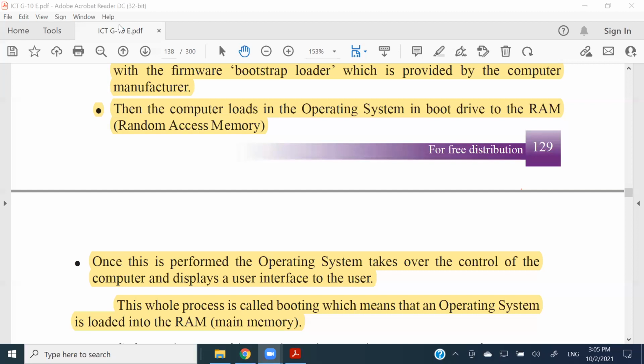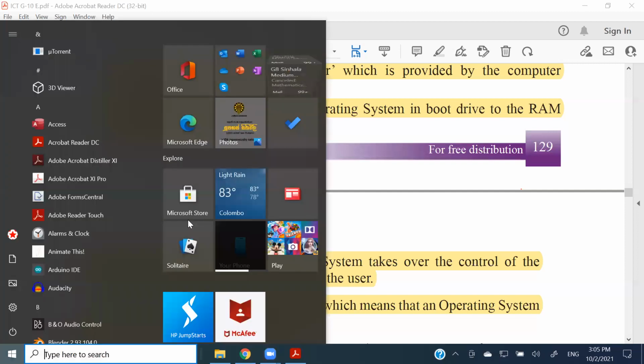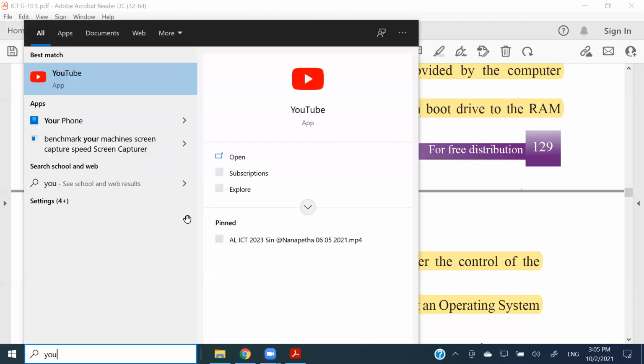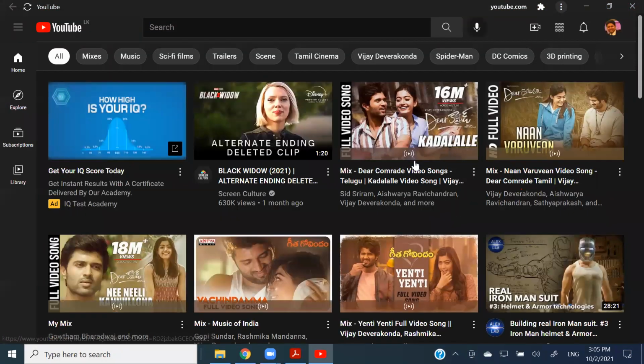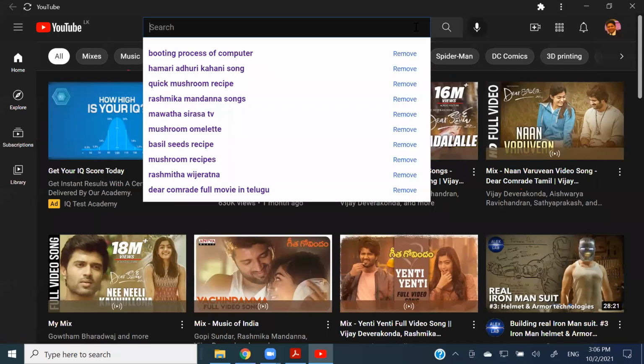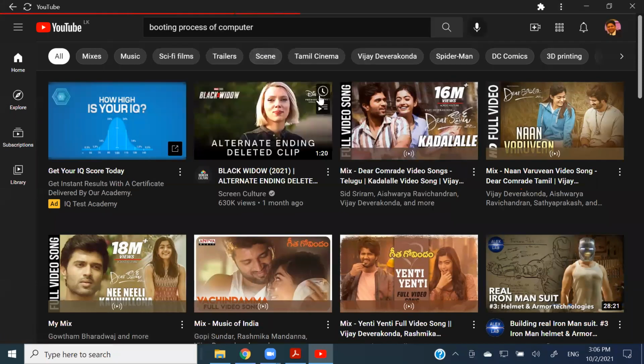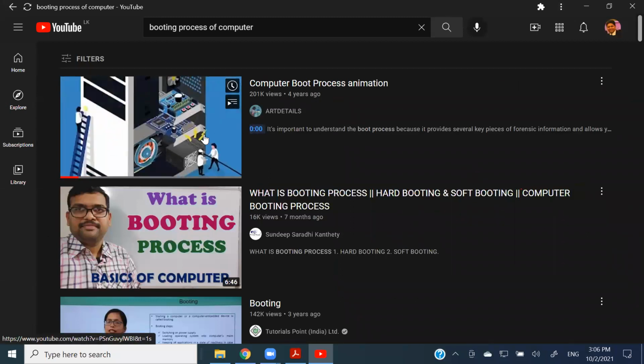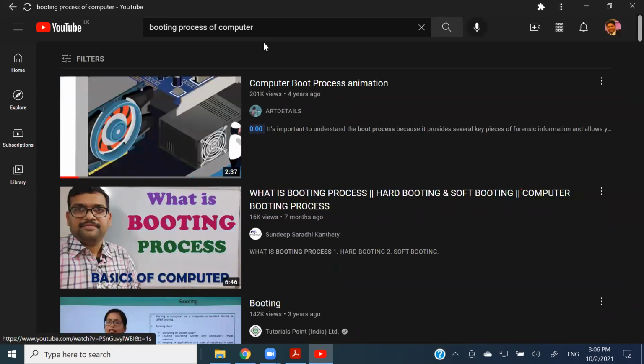Right. Okay, so we can move. Let's go and see how this thing works. I found this nice animation of the booting process. Right, let me search it for you. Oh yes, this is the one. Let me share it with the sound on.